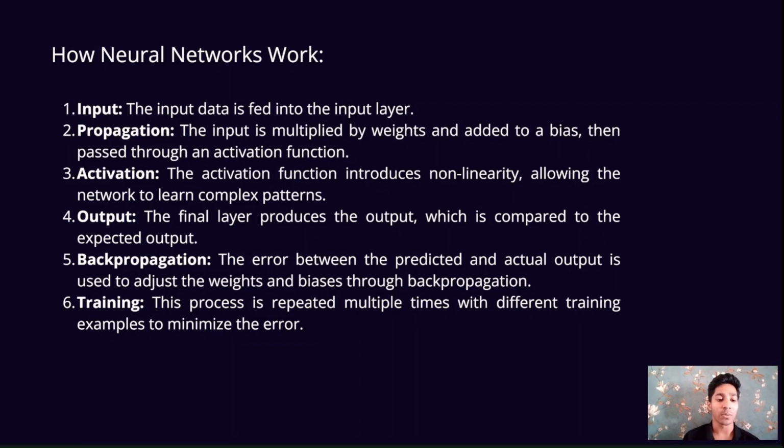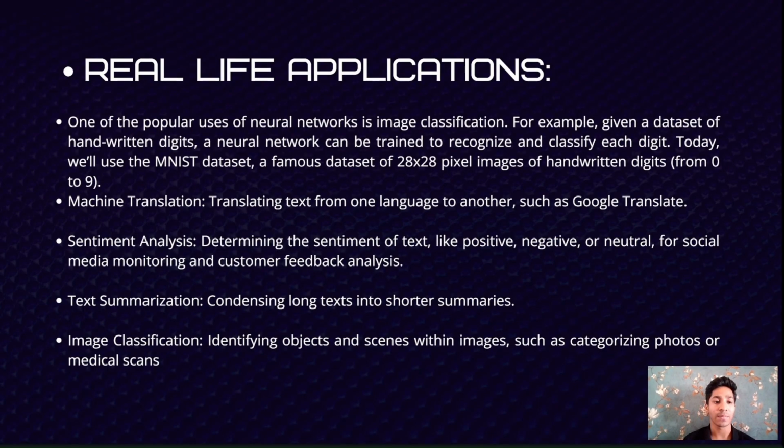The fourth step is output. In output, the final layer produces the output, which is compared to the expected output. The fifth step is backpropagation. The error between the predicted and the actual output is used to adjust the weights and biases through backpropagation. The sixth and final step is training. In training, the process is repeated multiple times with different training examples to minimize the error.